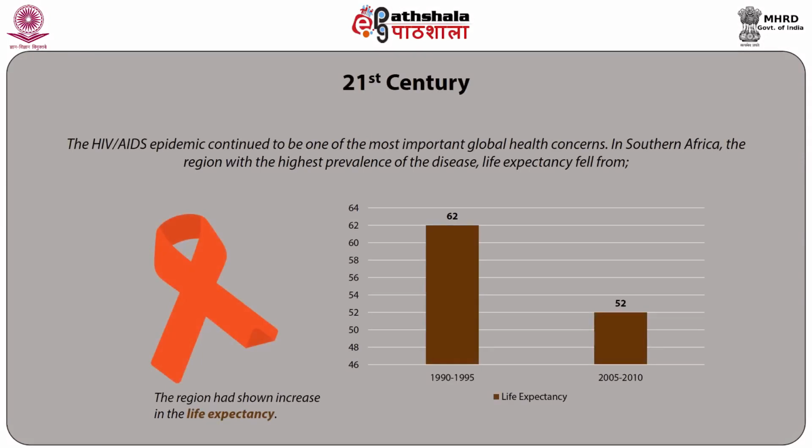The HIV/AIDS epidemic continued to be one of the most important global health concerns. In Southern Africa, the region with the highest prevalence of the disease, life expectancy fell from 62 years in 1990-1995 to 52 years in 2005 to 2010. The region had shown an increase in life expectancy.